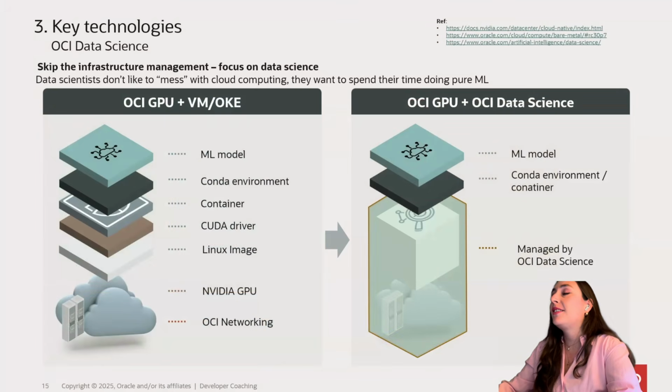To see the difference between the infrastructure management that we know in local projects and working with Data Science, here we have this comparison. They are two completely different ways to do GPU-based machine learning on cloud. On the left, you can see that we are using OCI GPU plus virtual machine plus OKE. So you are managing everything: Linux images, NVIDIA drivers and CUDA, containers, conda environments, all the networking, the security, and even the model itself.